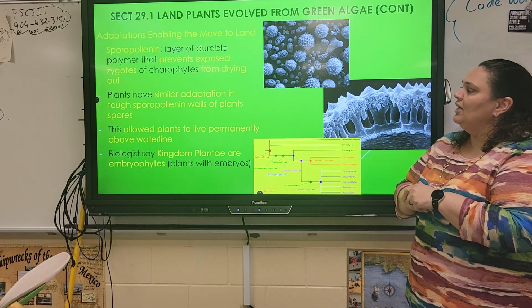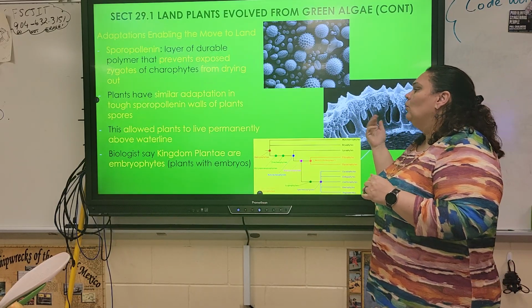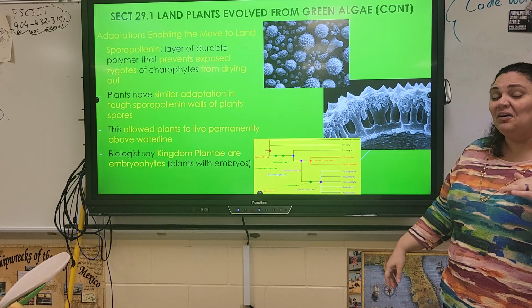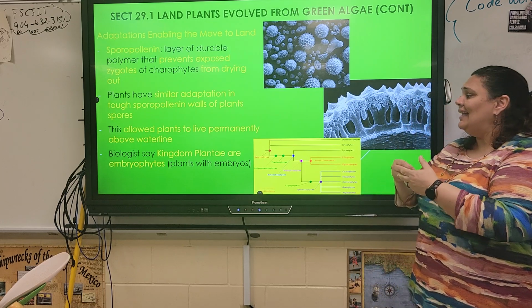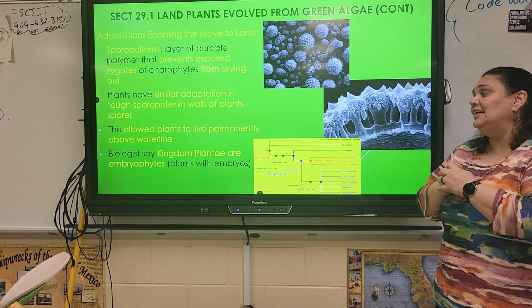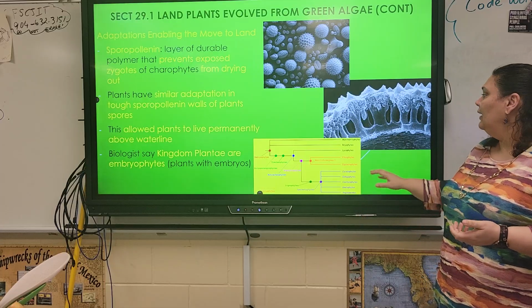Plants have a similar adaptation in the tough spore and pollen walls of plant spores, which allows plants to live permanently above the waterline, away from water, because the number one thing plants have to overcome is desiccation, that drying out, okay? The kingdom Plantae are embryophytes. Technically, they are plants with embryos, all right?